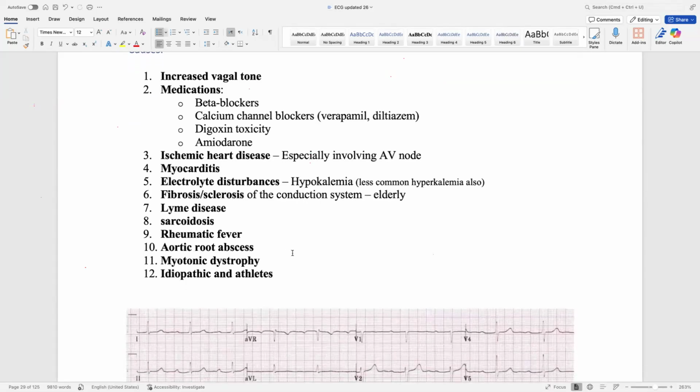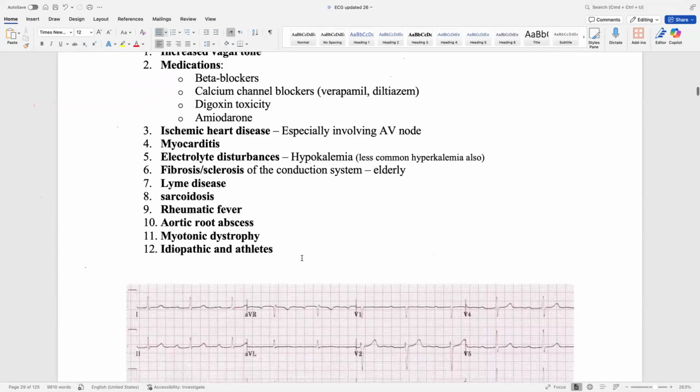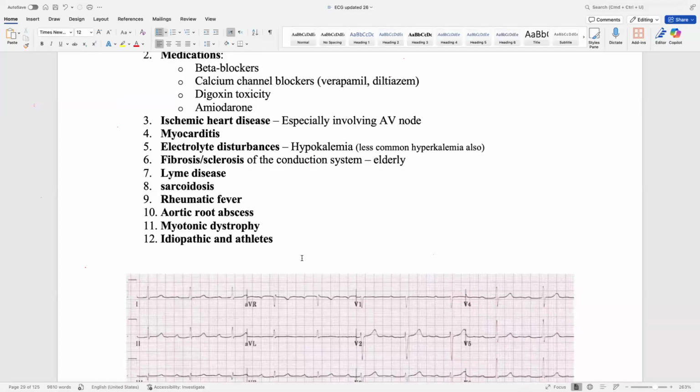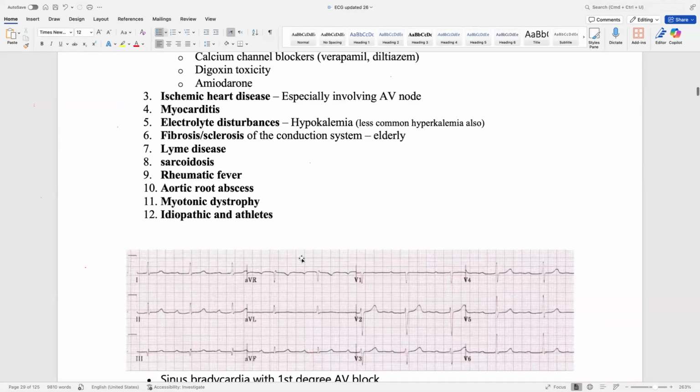And of course, there is natural or physiological or idiopathic AV nodal block in athletes. It will be only first degree.